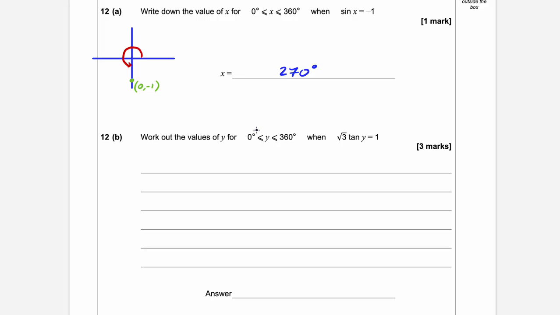Part B, work out the value of y for which root 3 tan y equals 1. Okay, so first, definitely, guys, let's do tan y is 1 over root 3.